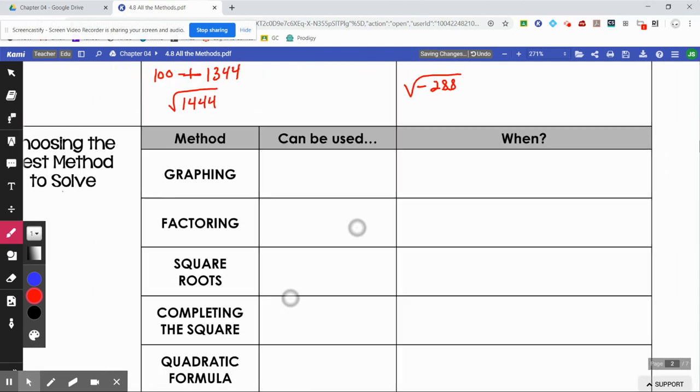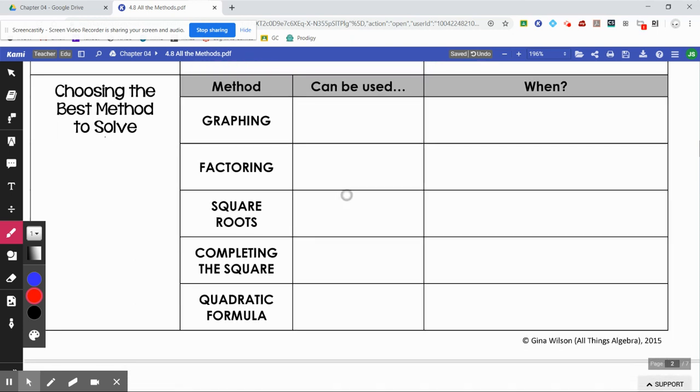So, next part says choosing the best method to solve. First off, graphing. Graphing can be used pretty much any time. However, if I'm going to graph, I'm going to use some sort of graphing software. So when should you use it? Only when graphing software is available. This is different from the answer they gave, but this is what I feel like. Because this is hands down the worst method to solve it if you're having to graph it by hand.